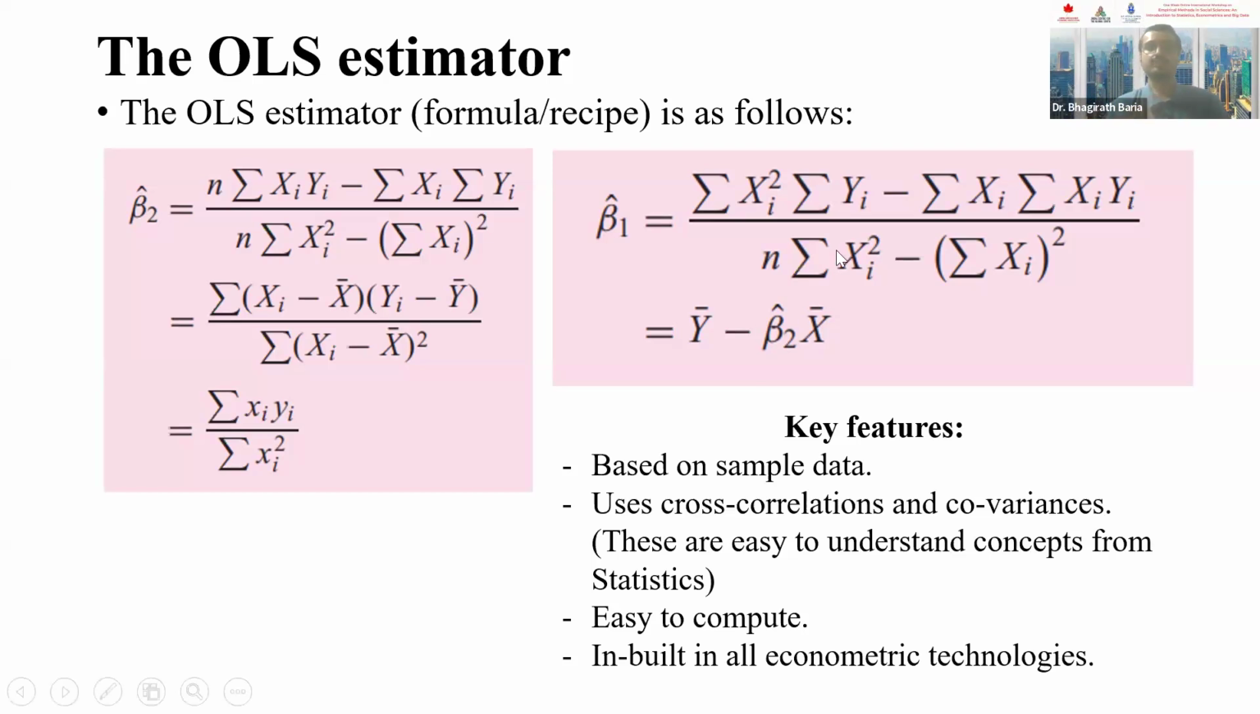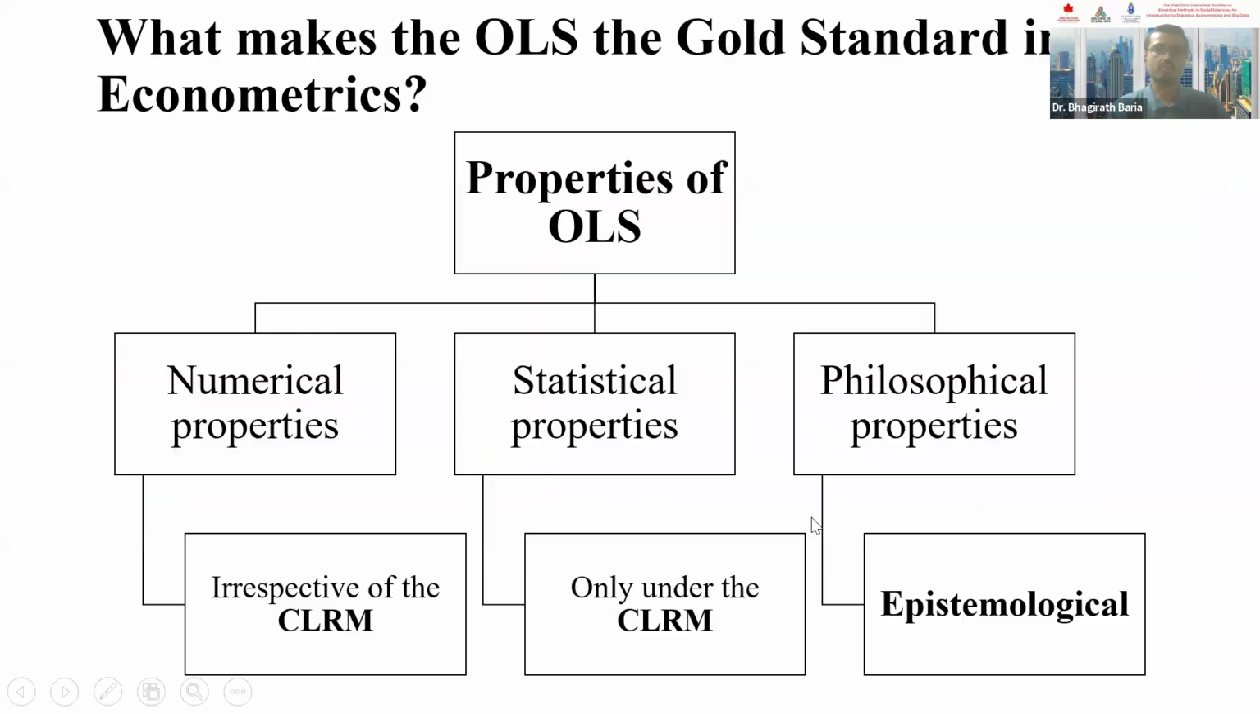You can see the formula. You can work this out on calculators also. In my class, for example, I sometimes teach them how to calculate these coefficients on a calculator in regression lectures. So it is very easy to do, and it is built into all econometric technologies. So what makes OLS the gold standard in econometrics? Three major properties. There are the numerical properties. The numerical properties do not require any underlying assumptions, the classical linear regression model assumptions. They don't require that. Statistical properties require that.